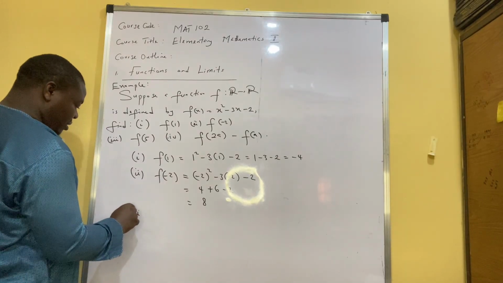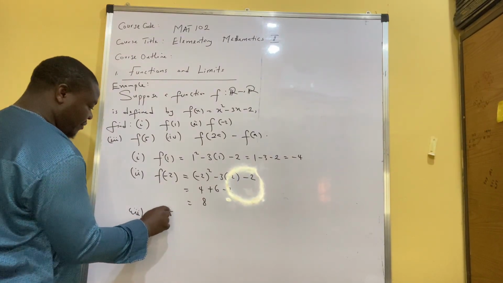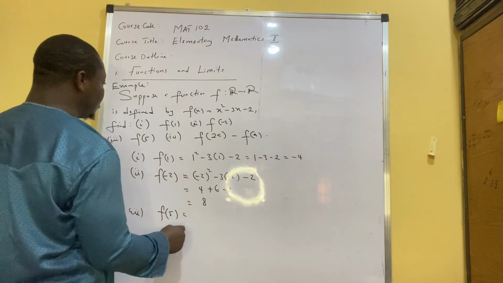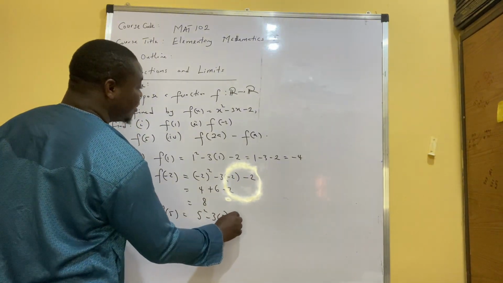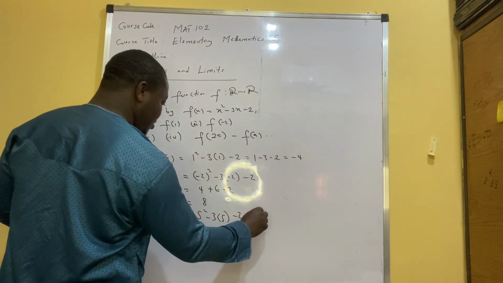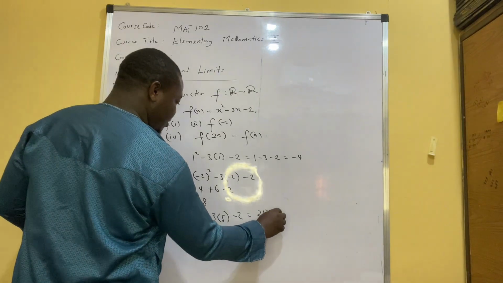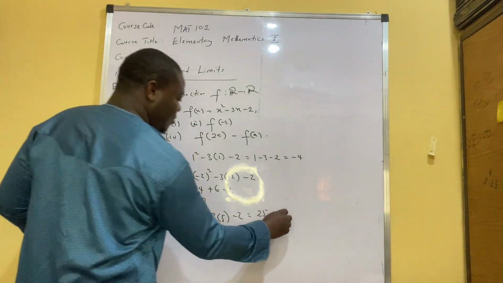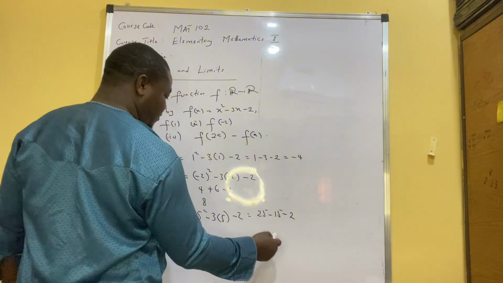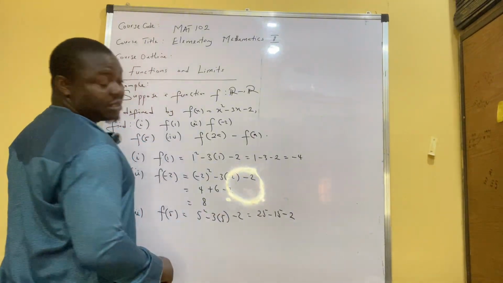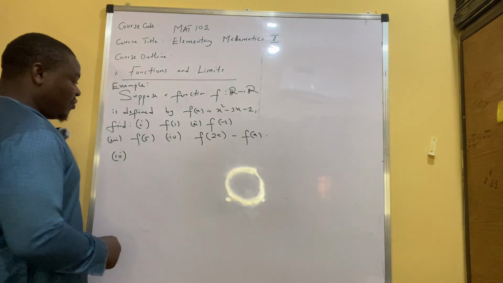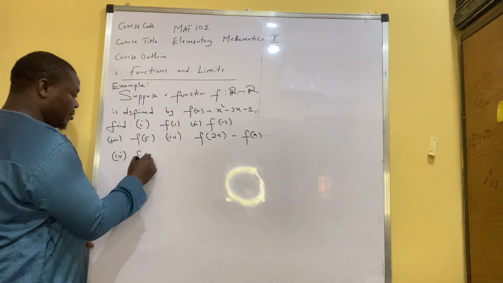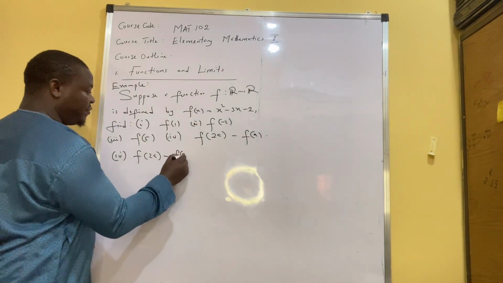Number 3, f of 5. f of 5 is equal to 5 squared minus 3 times 5 minus 2. This is equal to 25 minus 15 minus 2. If you simplify this, 25 minus 15, that is 10. 10 minus 2, that will give you 8. Number 4, we have f of 2a minus f of a.